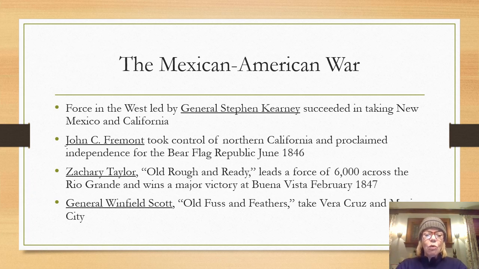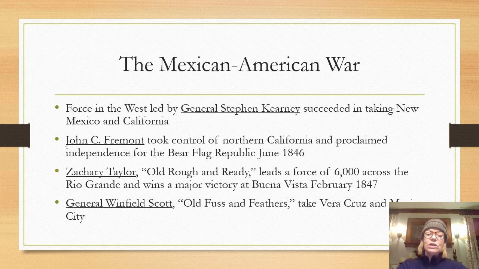So anyway, the war, if we look at how it was fought, we had this guy, Stephen Kearny. He goes in with forces and takes over New Mexico and California territory. And then you have John Fremont. He took control of Northern California and proclaimed the Bear Flag Republic, very similar to the Lone Star Republic. They had this flag with a bear on it. I don't know if you guys remember Hollister or if it's even still around. If you go into Hollister, there's always the California flag, and it has a bear on it. But that's the Bear Flag Republic, right?